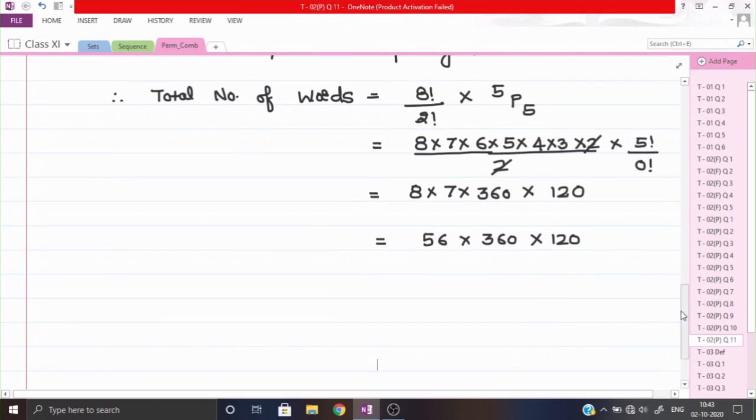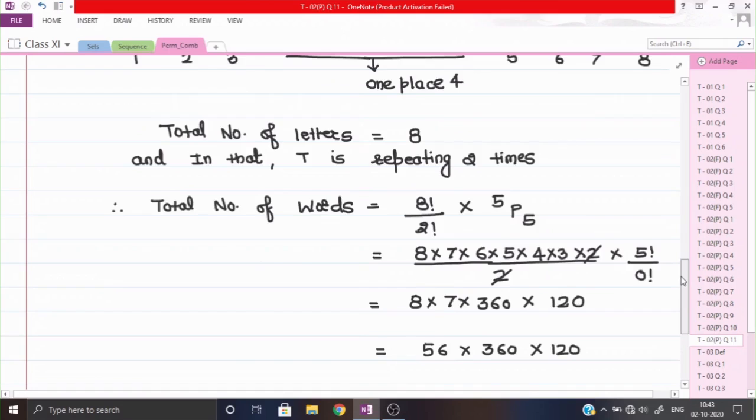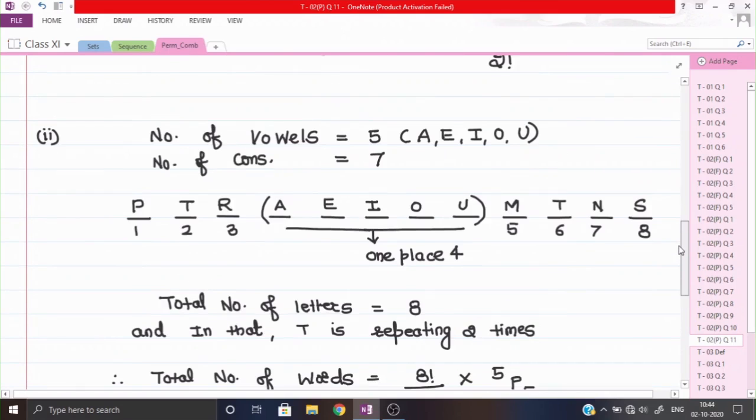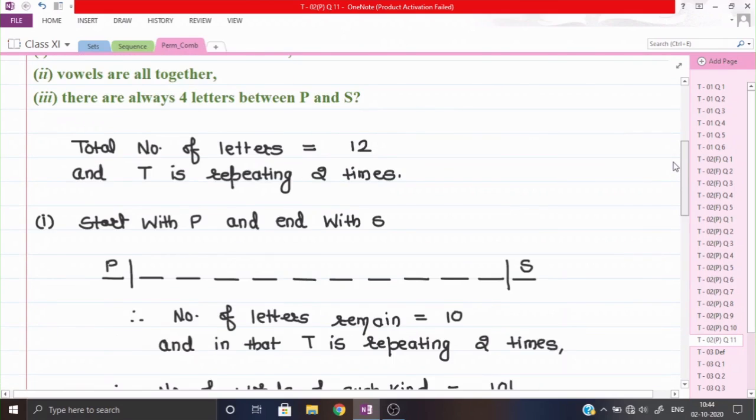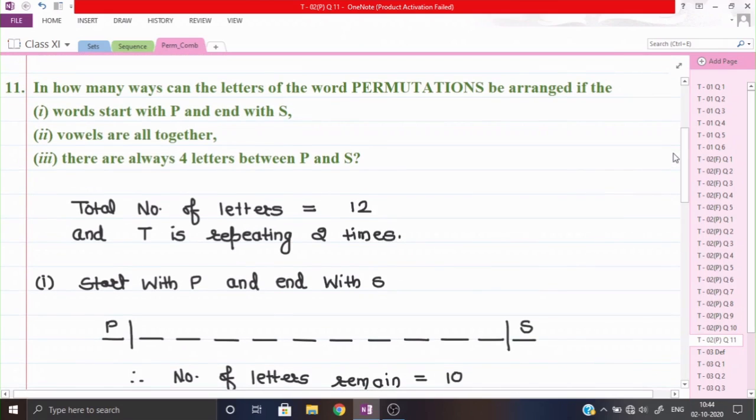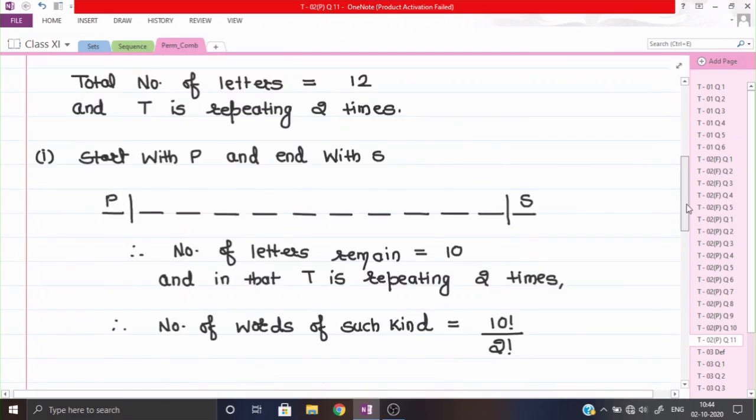Now quickly we shall go for part number 3, because I told you these questions are very long, so it will take some time. Now look at the condition of the 3rd part. In the 3rd part, there are always 4 letters between P and S. Means wherever you place P and S, you keep a gap of 4 letters between them. Let us see how this kind of combination can be done.